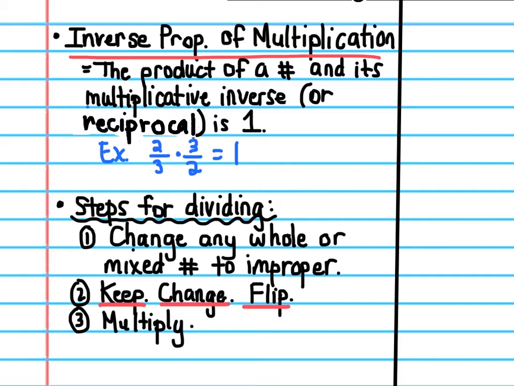Now, the other thing I need you to know is the steps for dividing. And here are the steps for dividing. The first thing is you change any whole number or mixed number to improper, and then keep, change, flip, and then multiply. Okay, we're going to use those steps in some of the problems on today's notes.